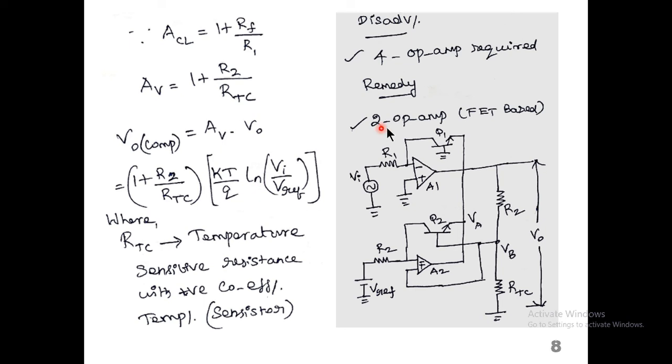In the above modified circuit, we have used 4 op amps. That is one more disadvantage. To solve that, we have one more remedy using 2 op amps. A FET-based op amp can also be used. This is the other modified circuit, the other method.